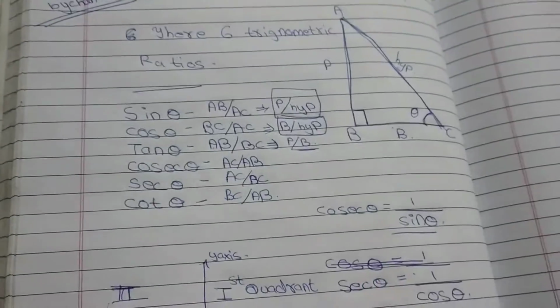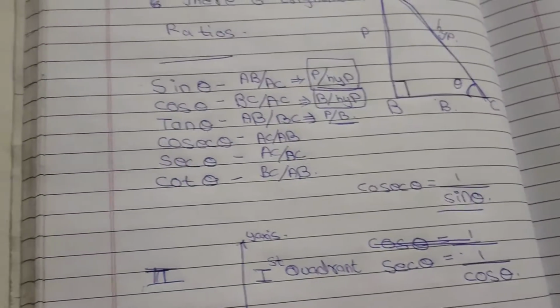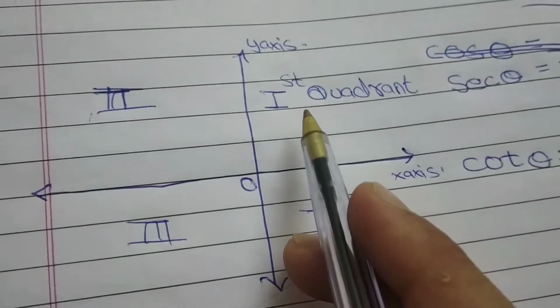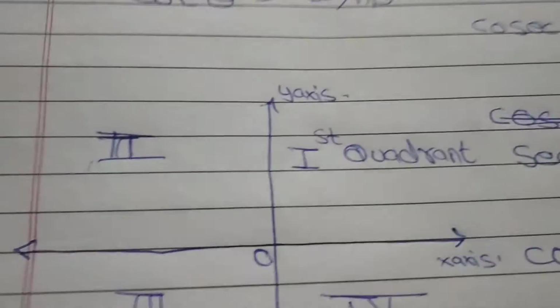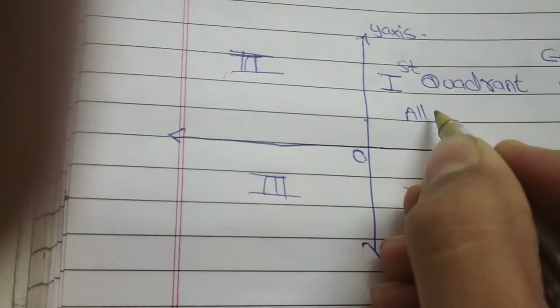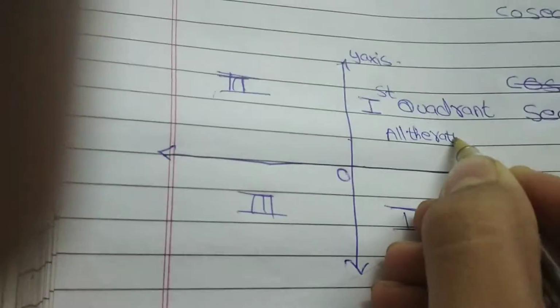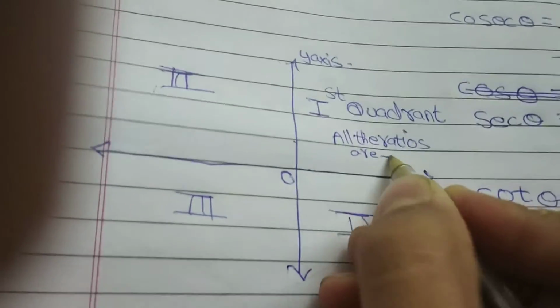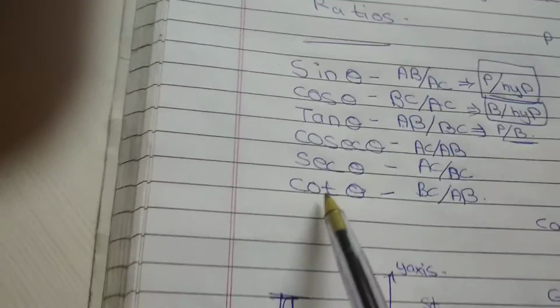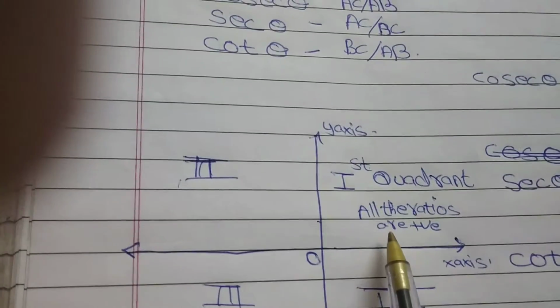So let us recap what we have done till now. When we draw a graph, when the angle measure of theta is in the first quadrant, that is, you can see 0 to 90, then all the ratios are positive. That means sin theta, cos theta, tan theta, cosec theta, sec theta, and cot theta are all positive in this first quadrant.